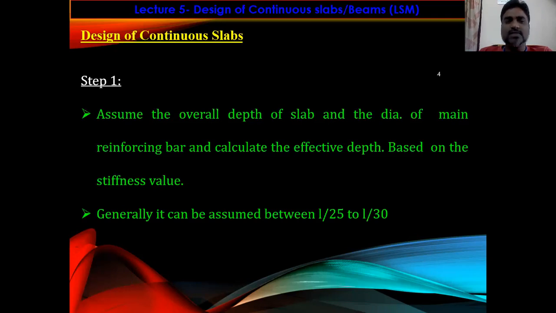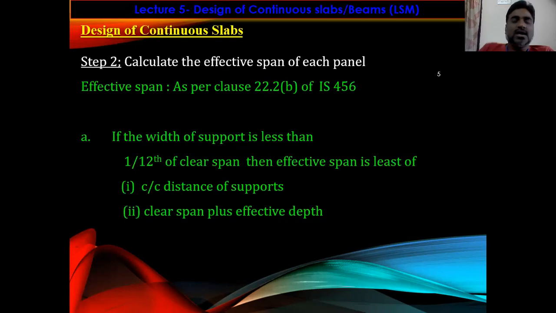And remember that while designing the slabs, the width of the slab is assumed as 1 meter, right? We have to consider the width of the slab as 1 meter, right? So therefore, the width of the slab is 1 meter, and effective depth and overall depth you can calculate from the assumption.